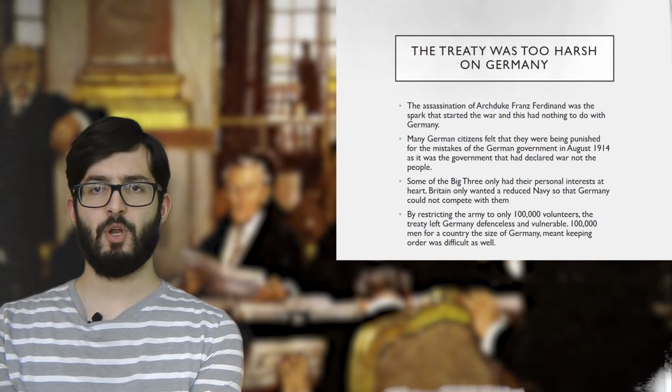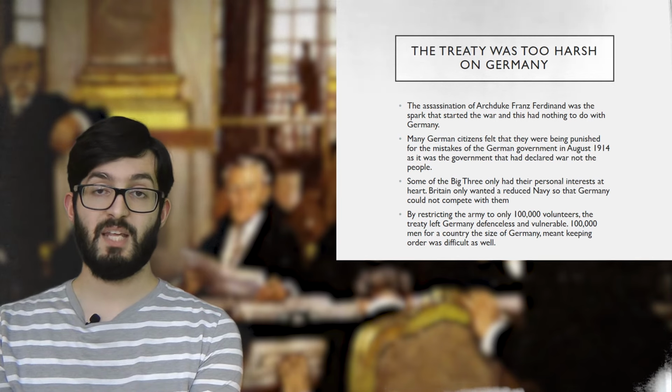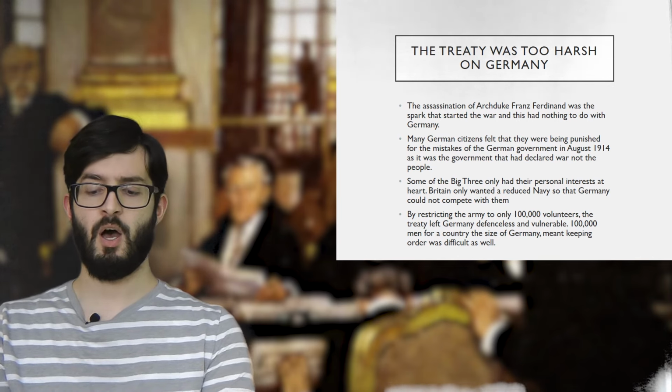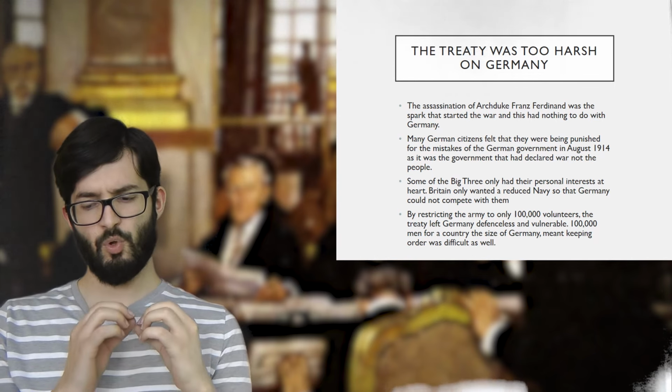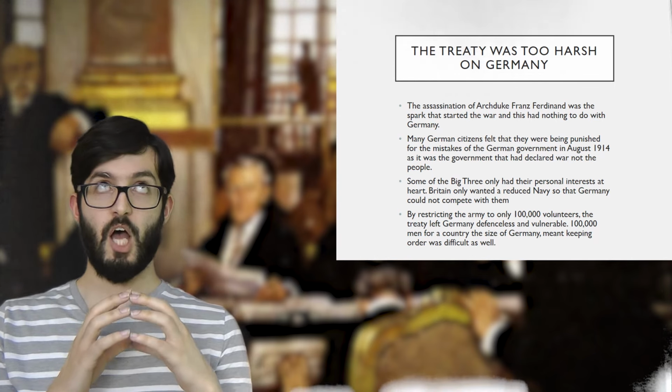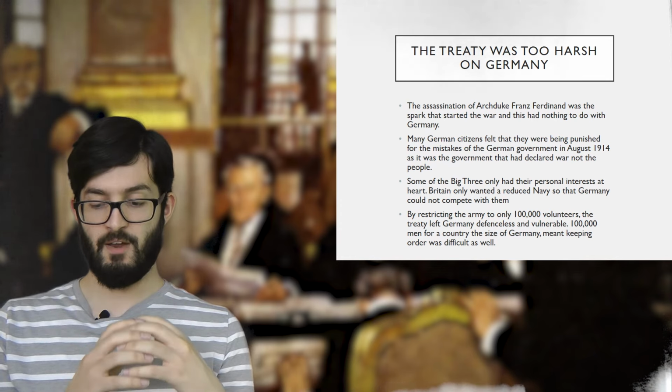Finally, of course, a point which I've already been over in relation to the political crises is the unfair or seemingly unfair restrictions on the German army. And so the argument is that in restricting Germany's army to such a small number of essentially only 100,000 volunteers, the treaty left Germany defenseless and vulnerable.